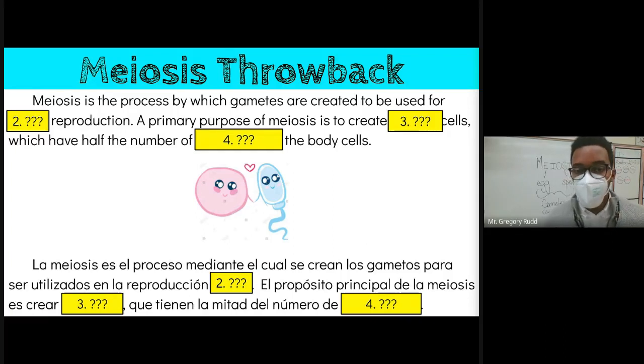What type of reproduction, therefore, are we using meiosis for? Sexual reproduction. Good. Because they are sex cells. So we use them for sexual reproduction. A primary purpose of meiosis is to create blank cells. This is the word you were looking for, Ardesia.